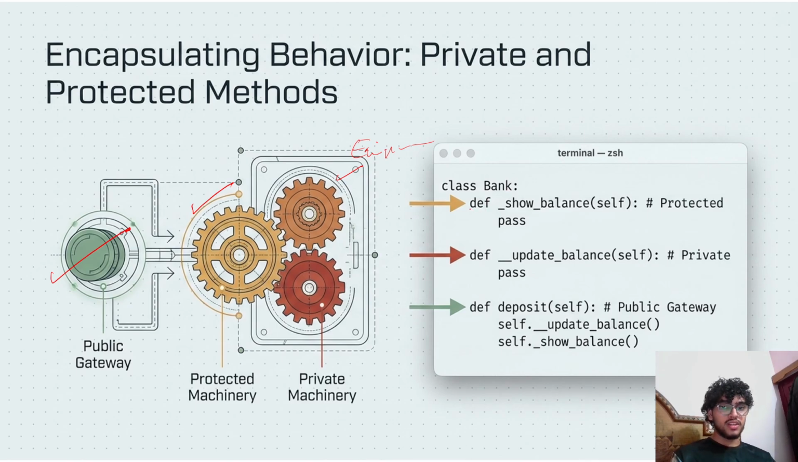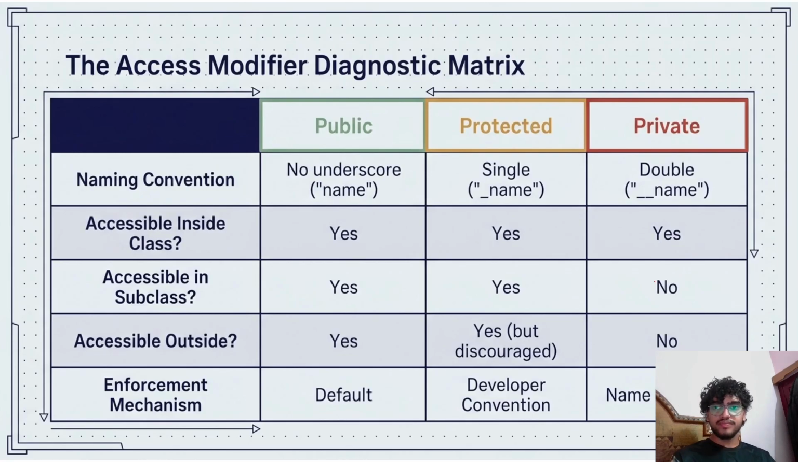Now you can say that show balance is protected, single underscore. Now update balance is private because you cannot update balance. You can see updated balance and show balance. So just pass all of this into the public class. Now this is accessible to everyone. Now public class is accessible inside the class.